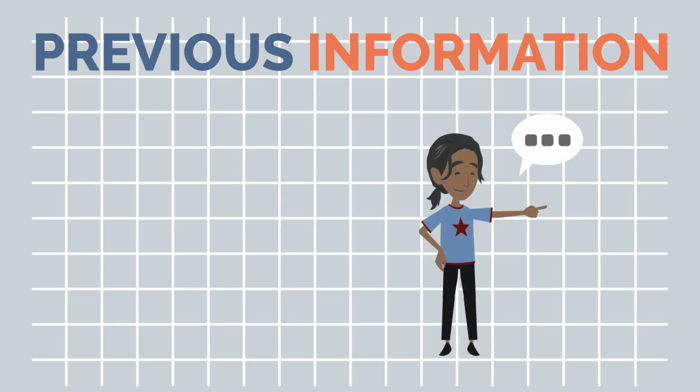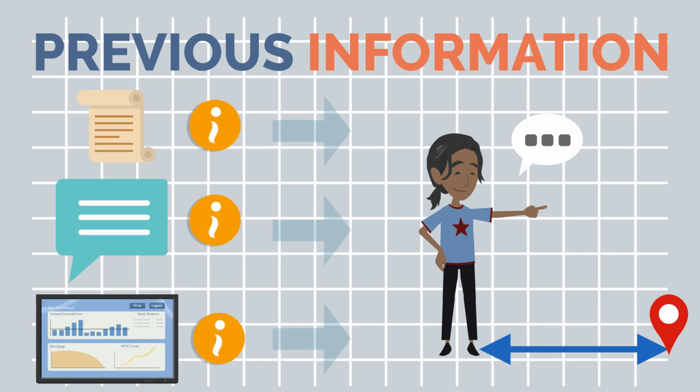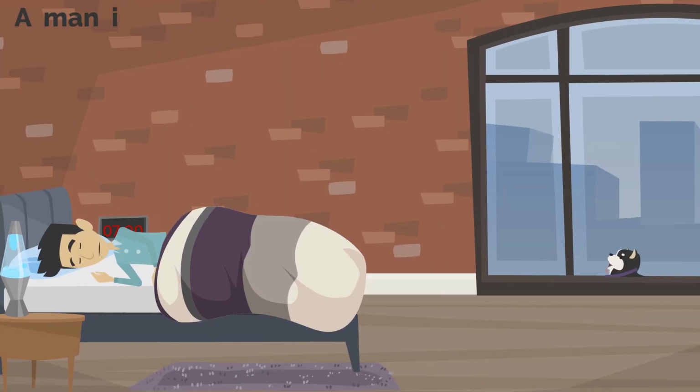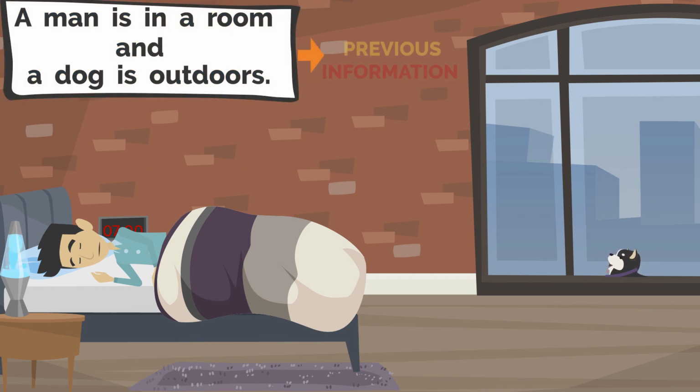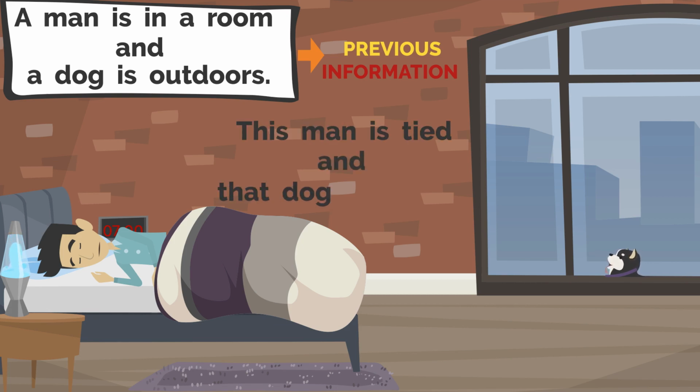To determine distance to a thing, the speaker can use previous information about it. A man is in a room, and a dog is outdoors. This man is tired, and that dog is hungry.